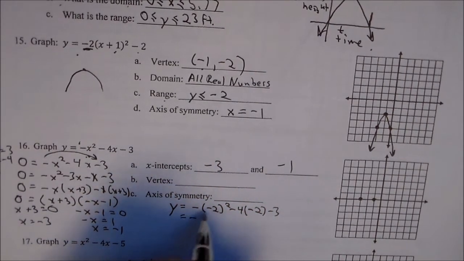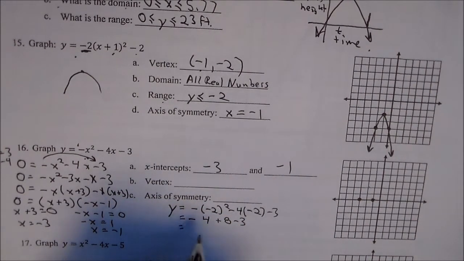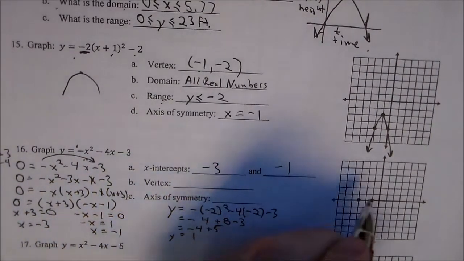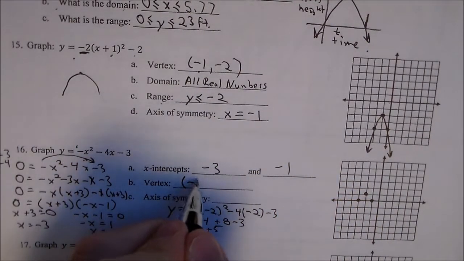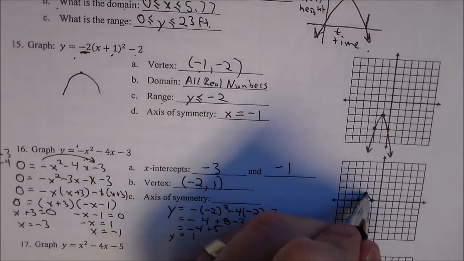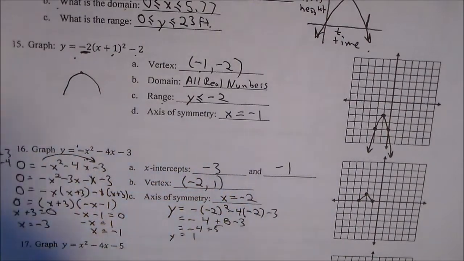So we have -4 plus 8 minus 3, which is -4 plus 5, and we get 1. So that gives us the coordinate of -2, 1, which is our vertex. It opens down. Axis of symmetry is at x equals -2.